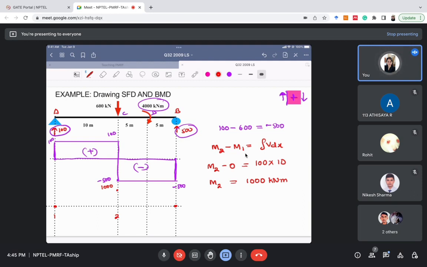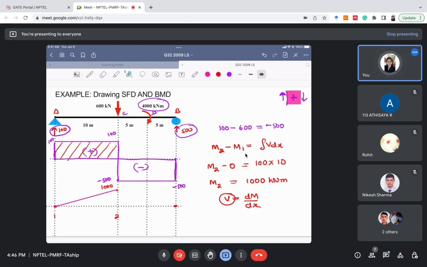Let's see what would be the shape. To see the shape, we will use V equal to dM by dx. What is the trend of shear force for section AC? For section AC, the shear force is positive and constant. Therefore, the slope of the bending moment diagram will be positive and constant. Positive and constant means this kind of slope, right? Positive and constant means this slope.